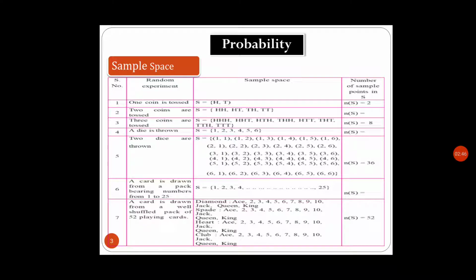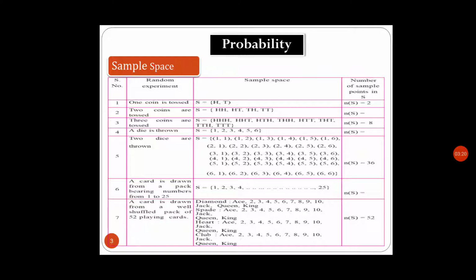Now suppose the first experiment is one coin is tossed. You know that if we toss one coin, then there are two outcomes, head and tail. This is represented by S equals {H, T}, the sample space of the random experiment one coin is tossed, and the number of sample points n(S) is equal to 2.